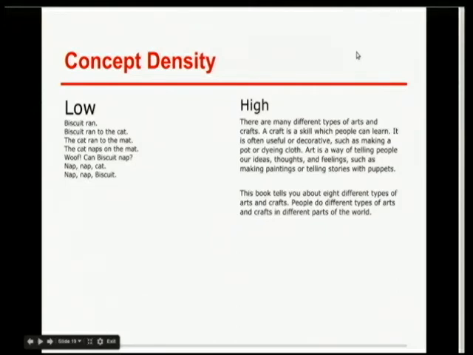So for this one on the left, we got biscuit, we got the cat. They're not doing a lot of different things. The same words are appearing again and again in sentences with each other. As opposed to this other text, with lots of novel words and really no pattern sentence to sentence in terms of how those words are used. So the concept density is high.